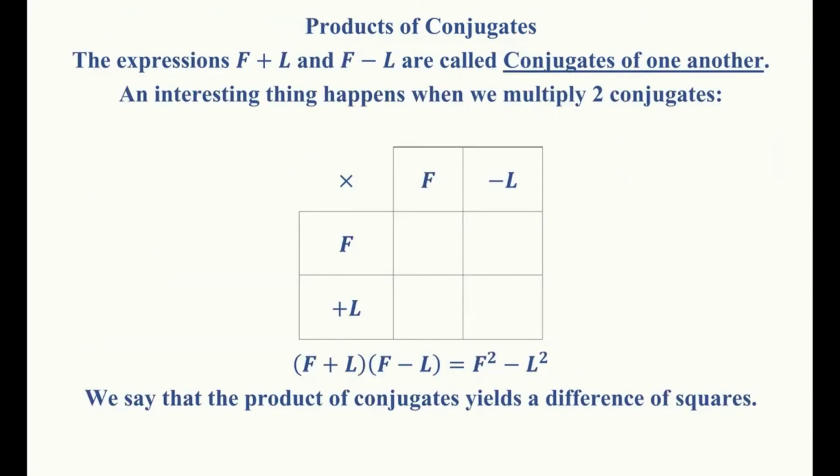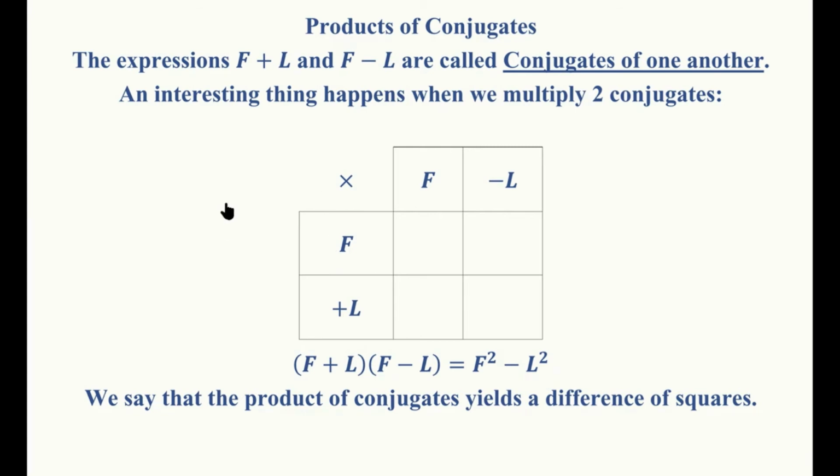Another interesting product that is encountered often is when you multiply the sum of two terms by the difference of the same two terms. Now, if you have the sum of two terms and the difference of the same two terms, these two expressions, this sum and this difference, are called conjugates of one another. So when you multiply these conjugates, something interesting happens.